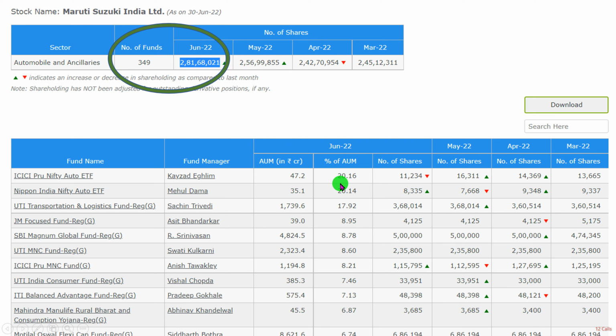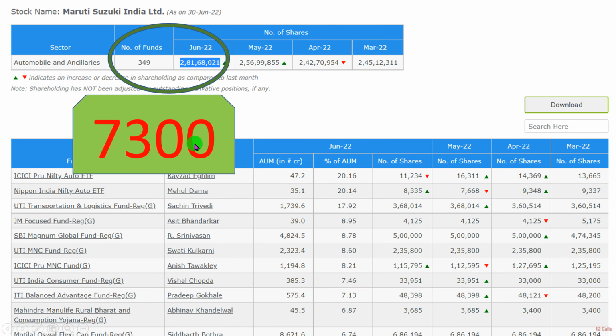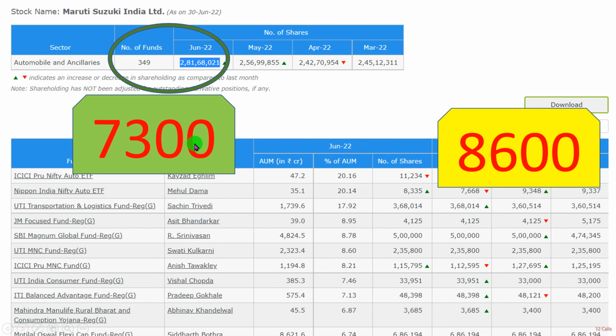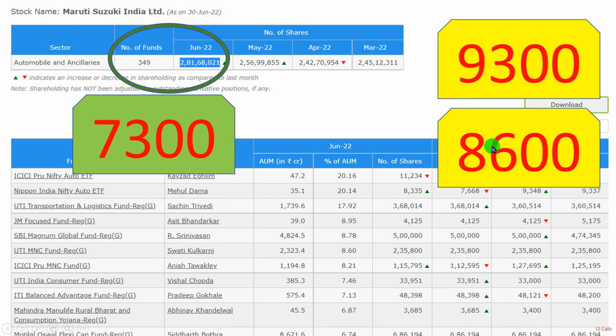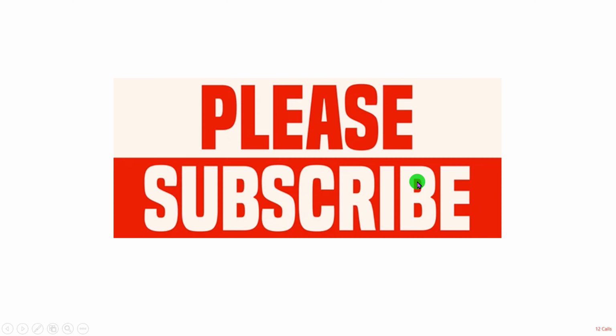So yeah, that's all for today guys. I will conclude here. If Maruti comes to 7300, that becomes a buying opportunity for 8600 and 9300.